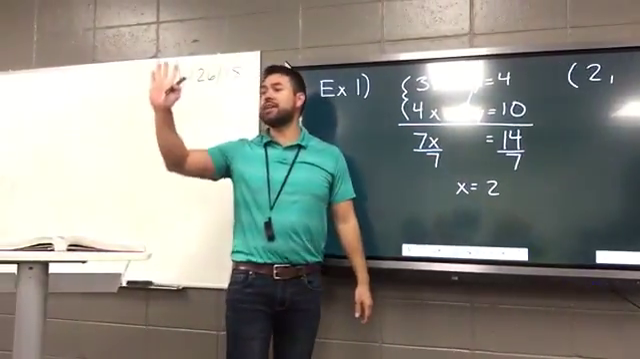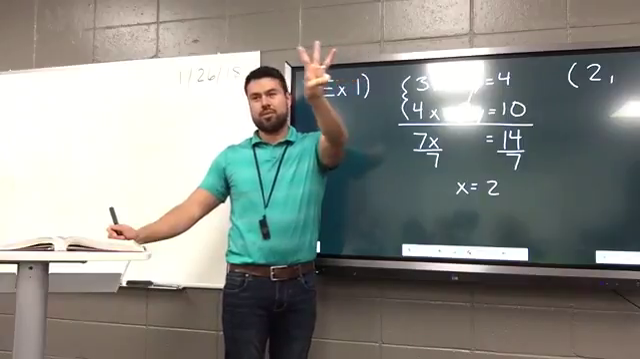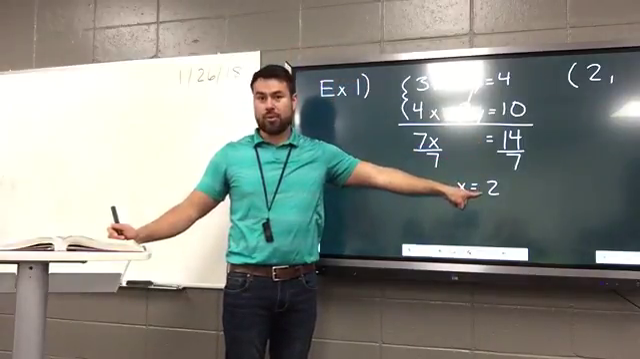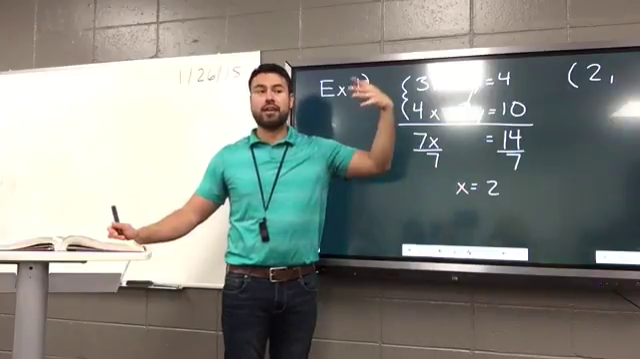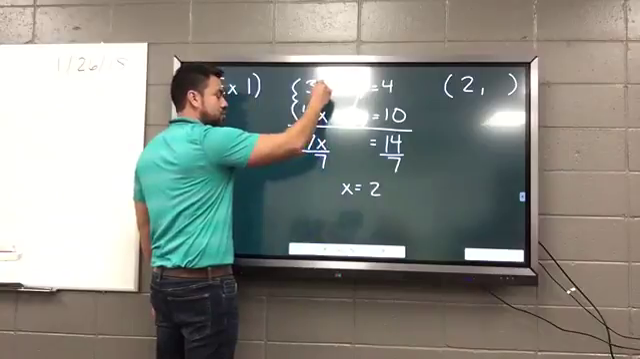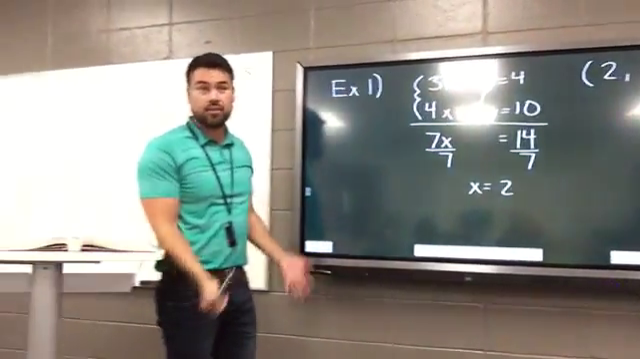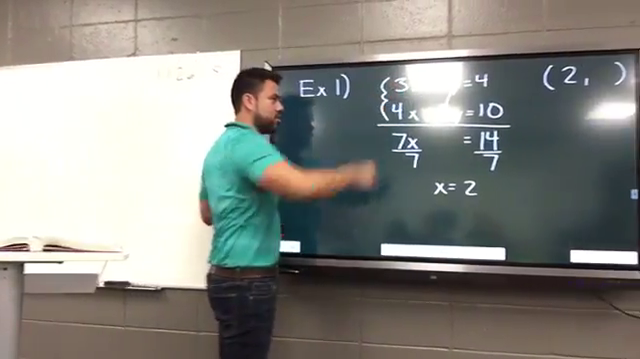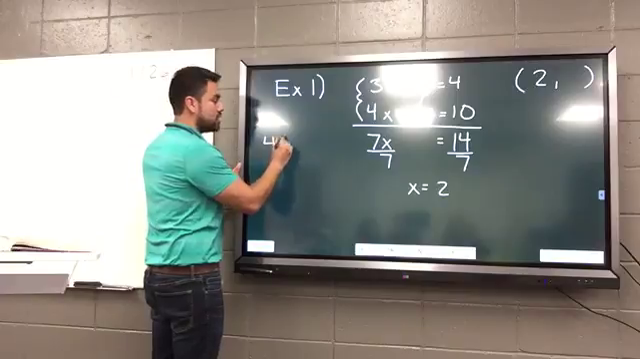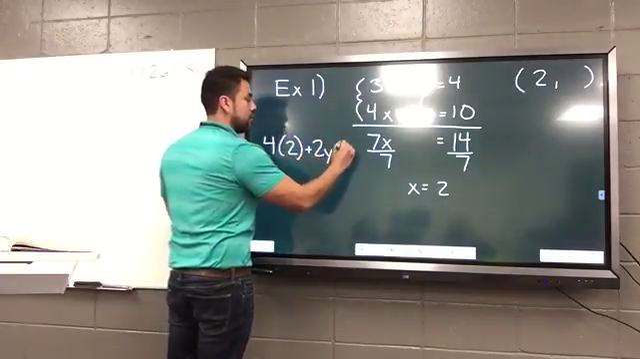Okay, ready? This is how you do it. Do you remember the third step of substitution? What was that third step? Substitute the known variable to solve for the unknown. So what I can do here is put 2 in for x here or here, and solve for y. So which one do you want to pick? First, second equation. All right, second, so I'm going to go with that. 4 times 2 plus 2y equals 10.